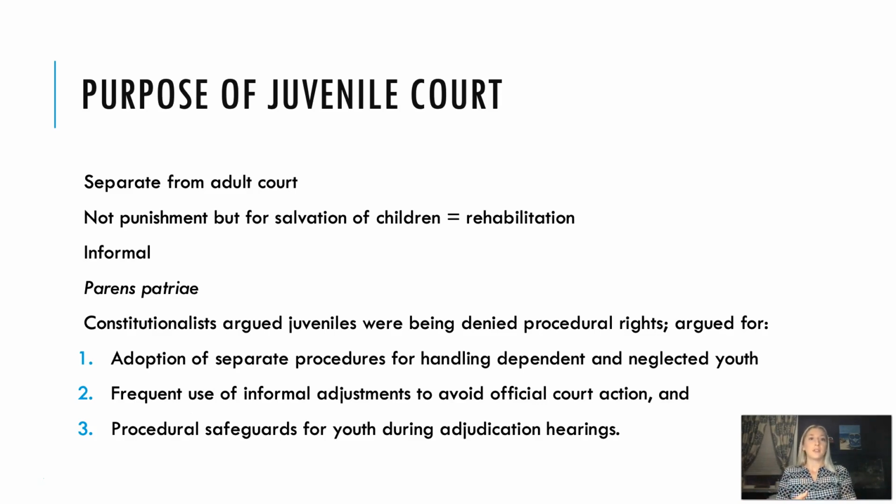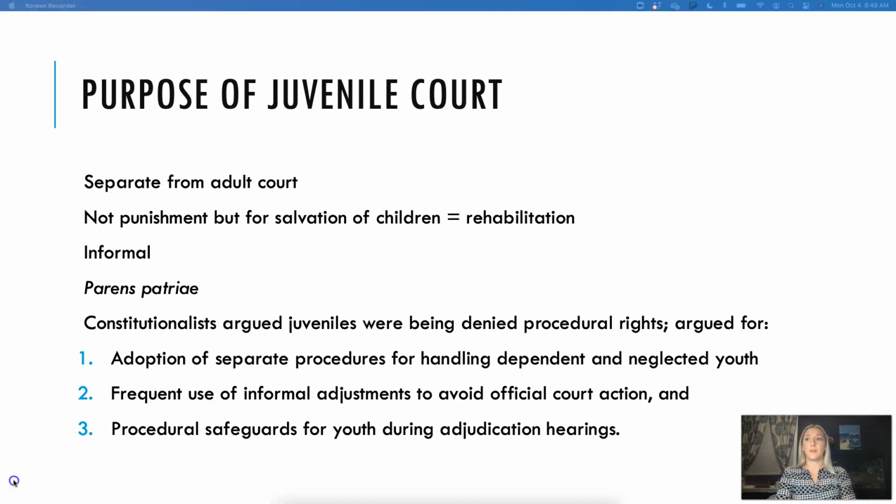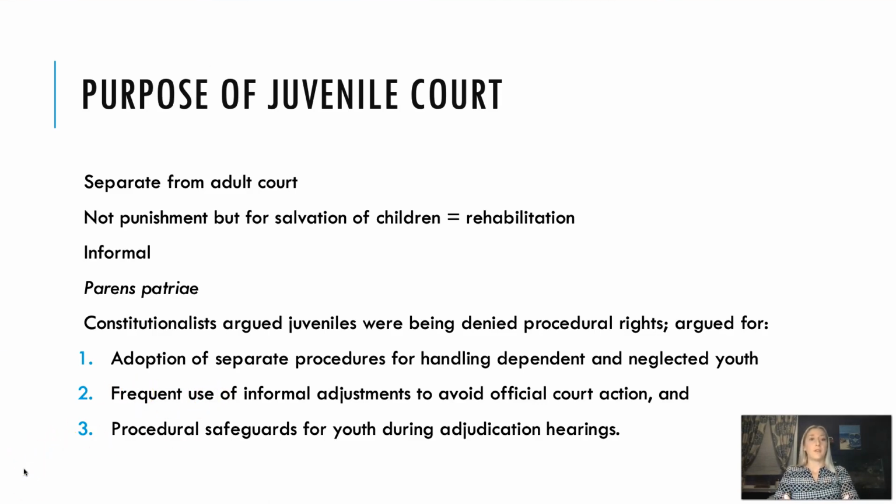So constitutionalists have argued, however, that because of all of these things, juveniles were being denied procedural rights. So they argued for, one, the adoption of separate procedures for handling dependent and neglected youth, the use of informal adjustments more frequently, so that we would avoid official court action being taken on youth, as well as procedural safeguards for youth during the adjudication hearings, which is the first hearing a juvenile is going to have in juvenile court.